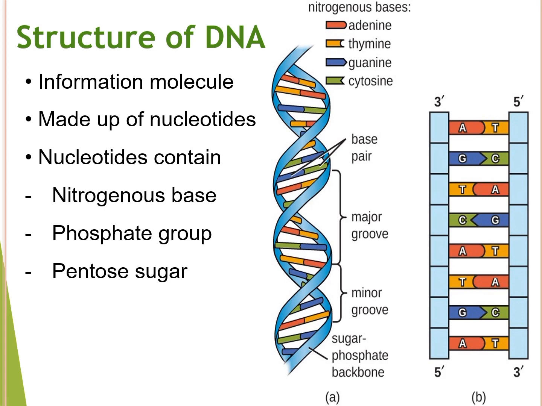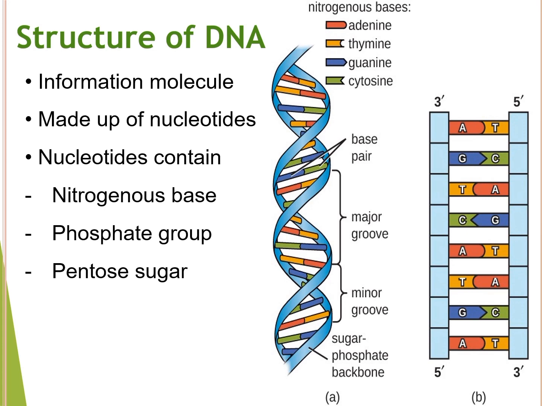DNA contains 4 different nitrogenous bases which contain atoms of carbon, hydrogen, oxygen, and nitrogen. These 4 nitrogenous bases are adenine, thymine, cytosine, and guanine. Adenine and guanine are larger double-ring bases called purines, whereas thymine and cytosine are smaller single-ring bases called pyrimidines.